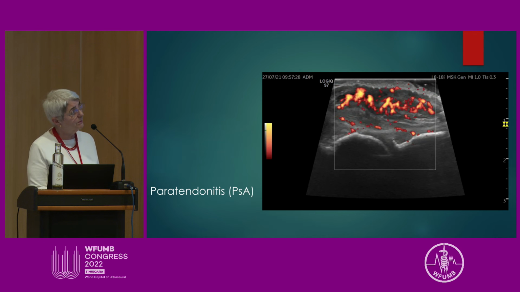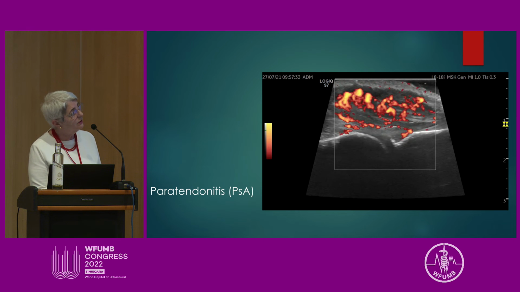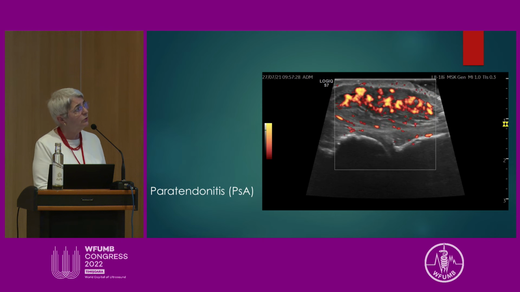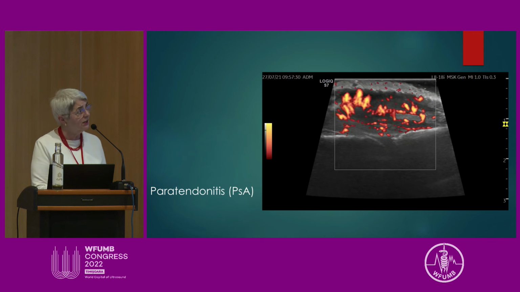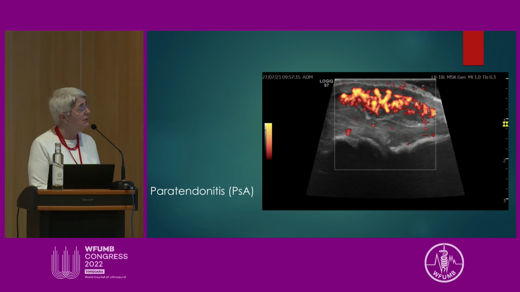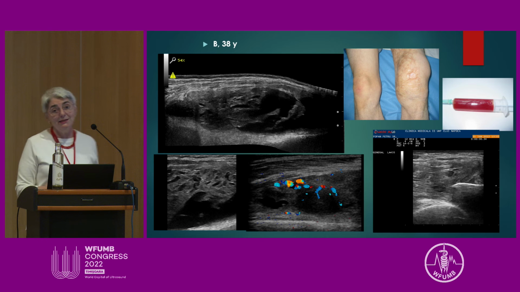We have this metacarpophalangeal joint. You already saw the extensor tendon. And look at this region in which there is a huge vascularization. In fact, this was a case of paratendonitis specific for psoriatic arthritis. There is inflammation near the tendon, in the vicinity of the tendon, so there is an inflammatory process.